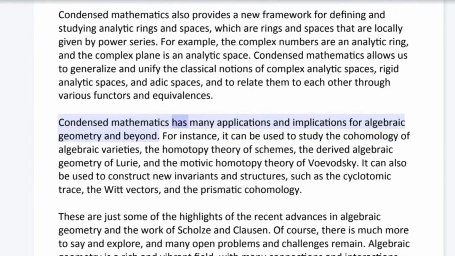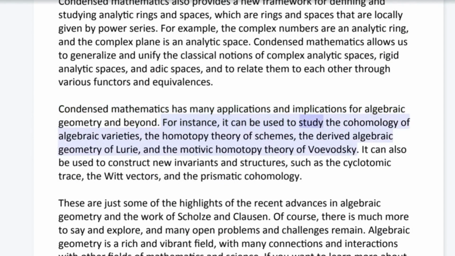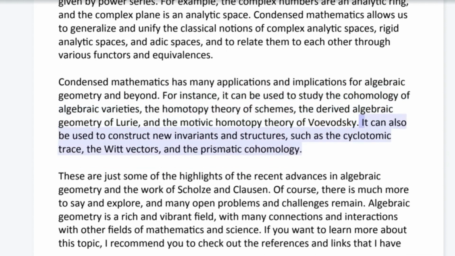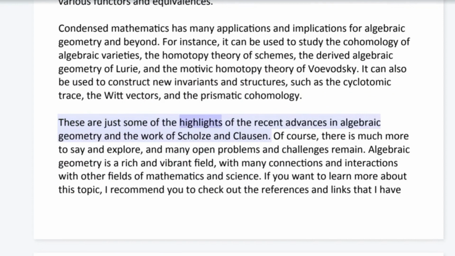Condensed mathematics has many applications and implications for algebraic geometry and beyond. For instance, it can be used to study the cohomology of algebraic varieties, the homotopy theory of schemes, the derived algebraic geometry of Lurie, and the motivic homotopy theory of Voevodsky. It can also be used to construct new invariants and structures, such as the cyclotomic trace, the Witt vectors, and the prismatic cohomology.